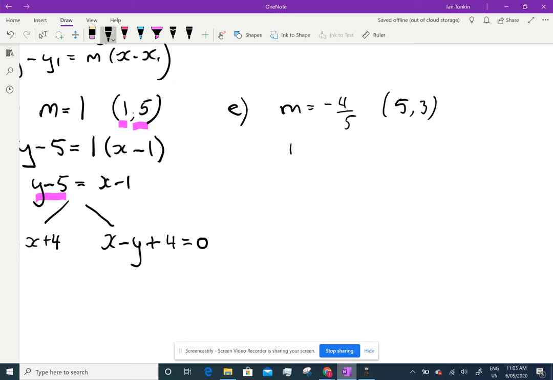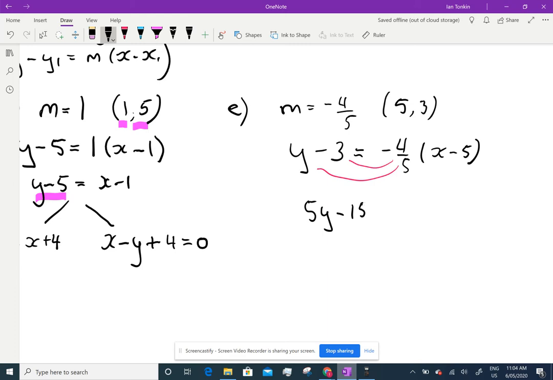So now all I do, I use the formula: y minus the y value, y minus 3, equals the gradient, negative 4 on 5, x minus the x value, x minus 5. Now I'm going to multiply this 5 across against these two, so I get 5y minus 15. And then in here, I'm going to take this negative 4 and times it by these two. Equals negative 4x. Negative 4 times negative 5 is plus 20.